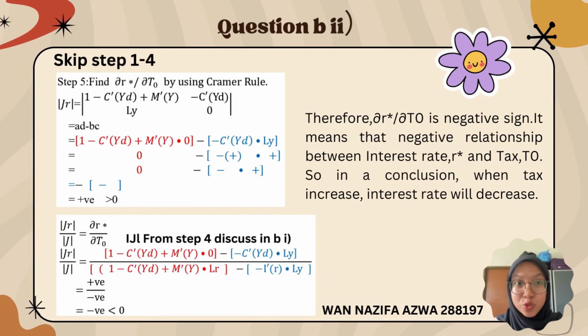Next, for question 2b, we skip step 1 to step 4 because we already got the determinant of J from the previous question, which turned out negative. Then we proceed to step 5 to find delta r star over delta t0 by using Cramer's rule, and it turns out positive. Therefore, delta r star over delta t0 has a negative sign. It means that there is a negative relationship between interest rate and tax. So, in conclusion, when tax increases, interest rate will decrease.